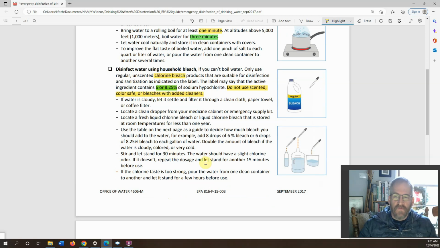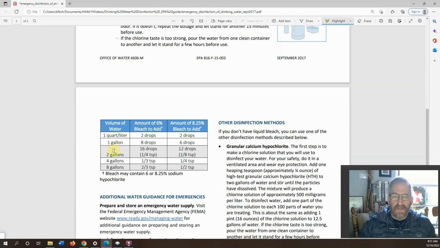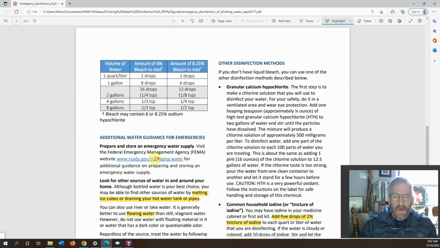There's some instructions on if it basically isn't good enough. Then you might want to add some more, and it goes on. It has a nice little handy table here, and it breaks it out by the concentration in bleach that you're using, whether it be 6 or 8%, 8.25%. So again, having that printed out is really critical for that.